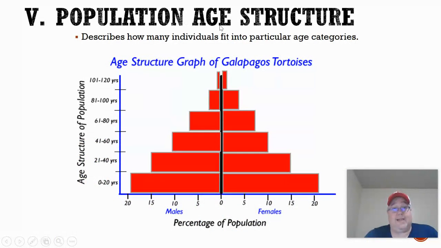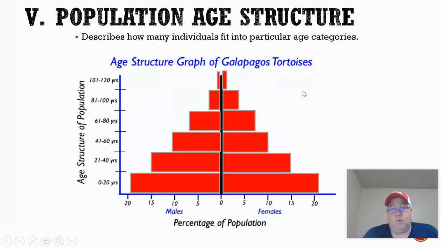Finally, this is age structure. We can look at a population, and this one here is of Galapagos tortoises. Those big, huge tortoises that live in the Galapagos Islands are as big as your car. They're massive tortoises, not turtles. Turtles have flippers. Tortoises have feet, so there's a difference.